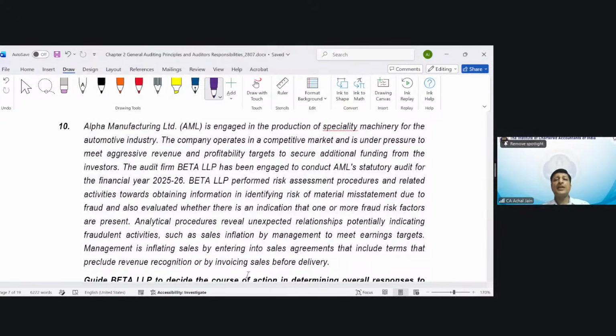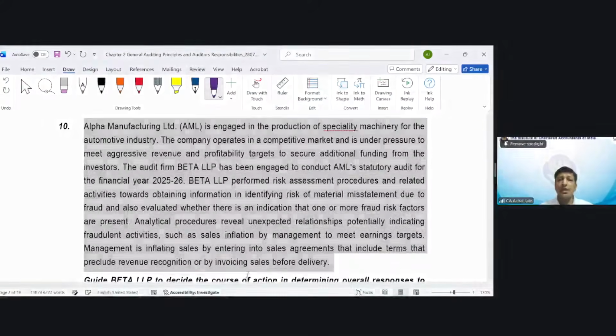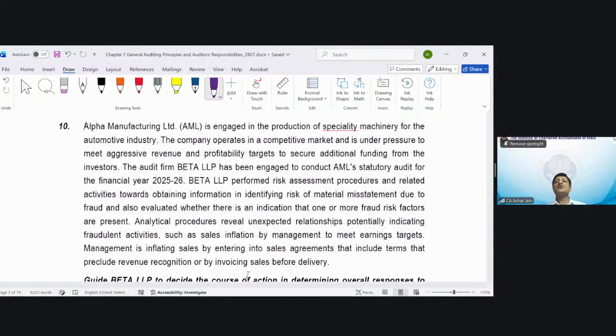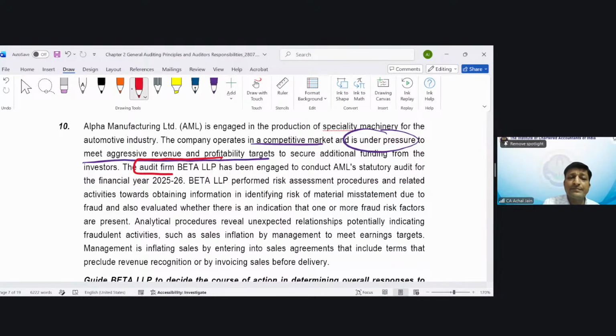Alpha Manufacturing Limited is engaged in the production of specialty machinery for the automotive industry. The company operates in a competitive market under pressure to meet aggressive revenue and profitability targets. Now, this part is important. Audit firm Beta LLP has been engaged to conduct the audit of the company for 25-26.